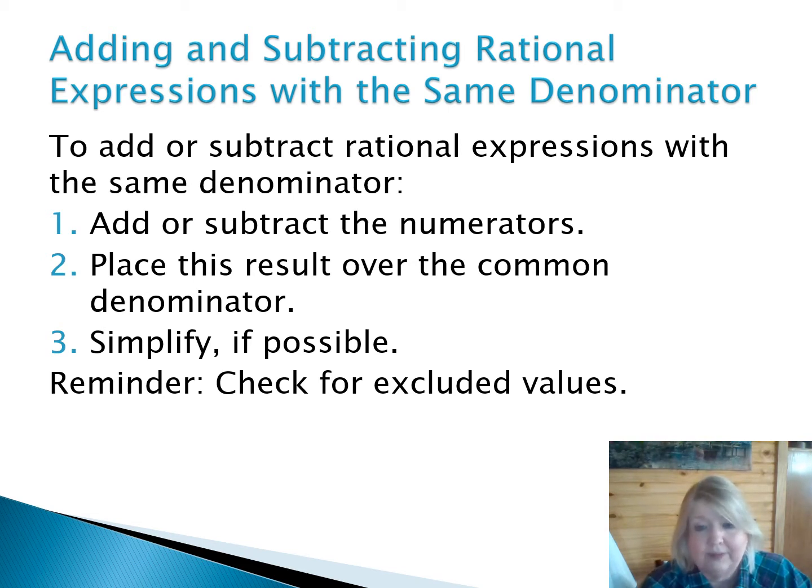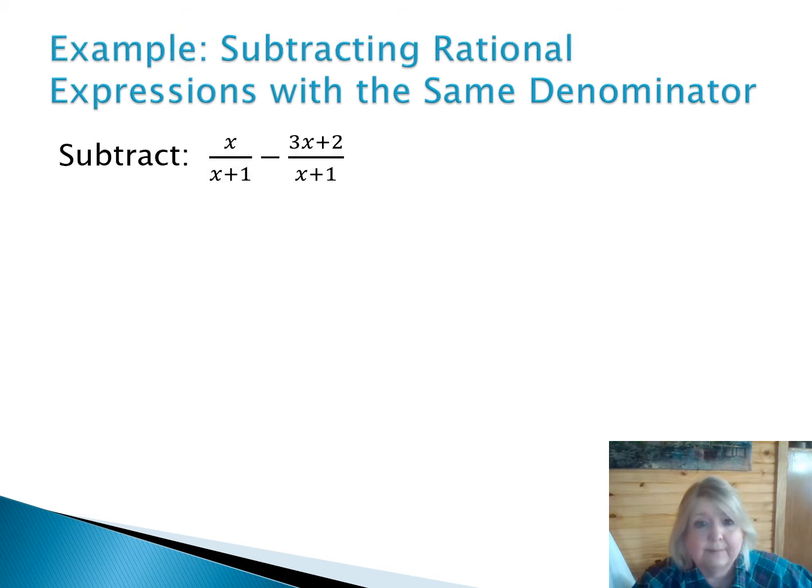However, in this case, please don't forget to check for excluded values. Here I have a common denominator of x plus 1. So the first thing I'm going to do is come off to the side and tell you x cannot be negative 1. If it is, my denominator becomes 0 and my problem is no longer valid.